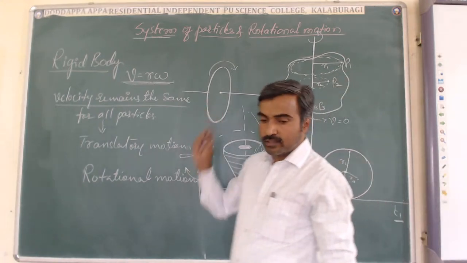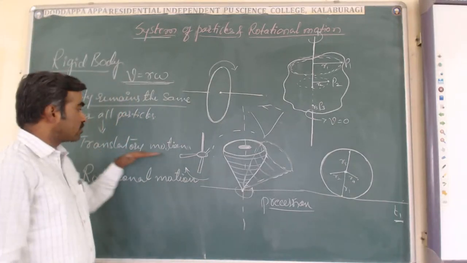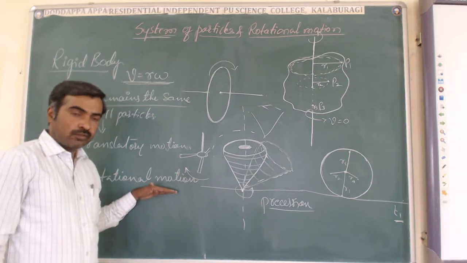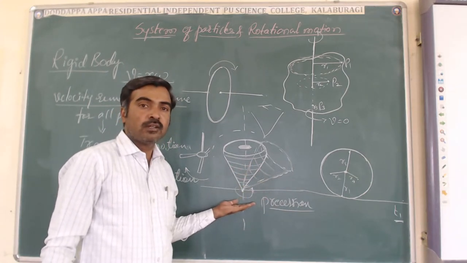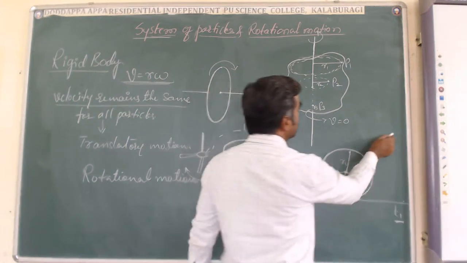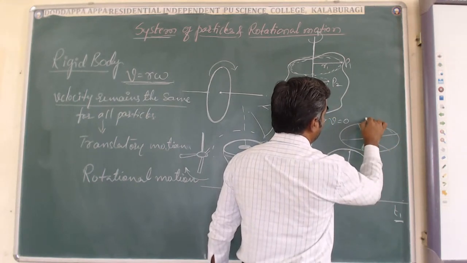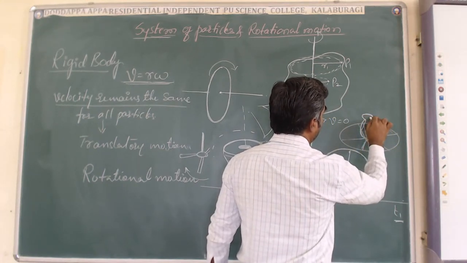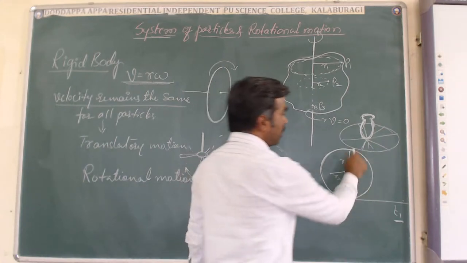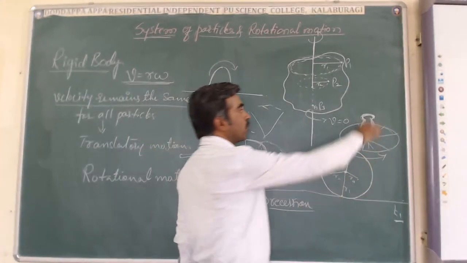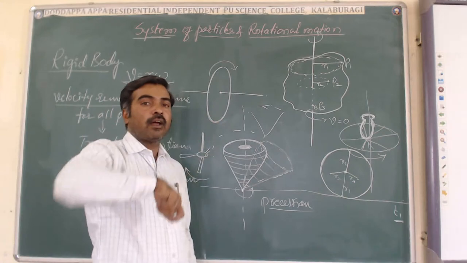Like this, for a rigid body, we have considered the different types of motion. One is translatory motion, rotational motion, and even the precession we have discussed. One more example of rotational motion is the potter's wheel. The potter's wheel rotates. It is a rotational motion. The axis is this one. On the fixed axis, the potter's wheel rotates so that it possesses angular velocity.